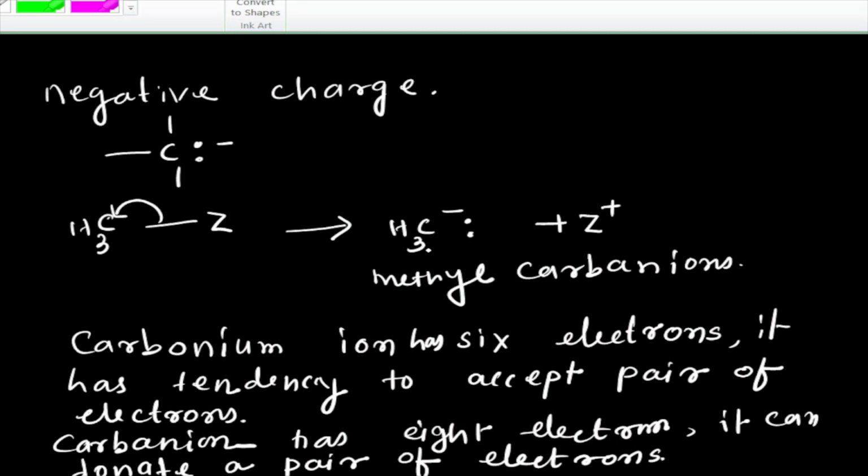So what is the name? Since the group is methyl. What is the group here? Methyl. So the name is methyl carbanion, according to the alkyl group attached to the carbanion ion.